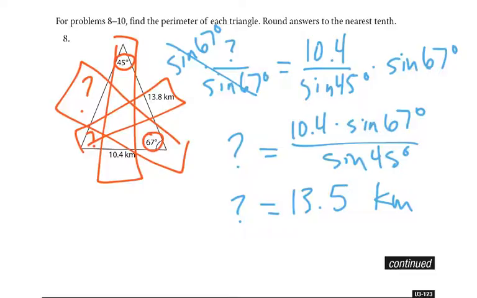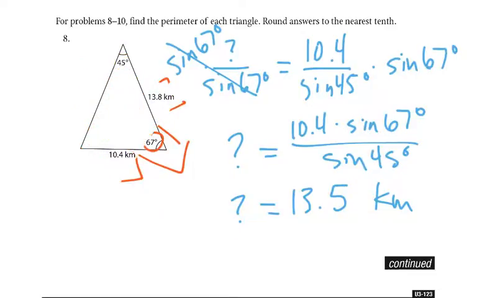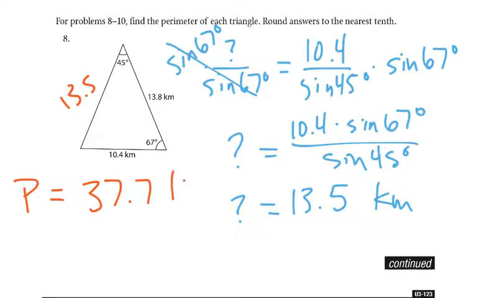Okay, now is that my answer, my complete answer? No, because they want the perimeter. So I go 13.5 plus 10.4 plus 13.8 to give me a perimeter P of 37.7 kilometers.